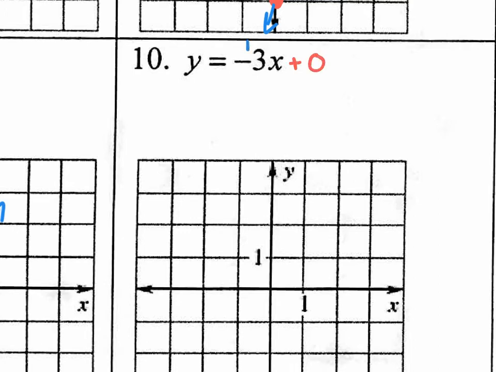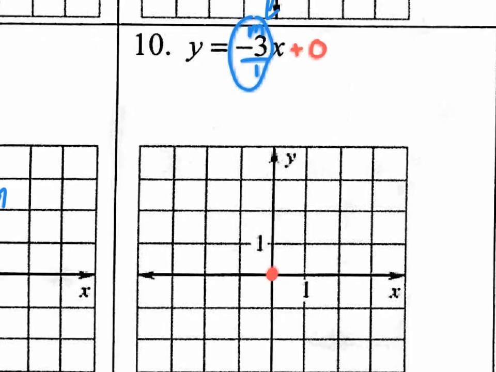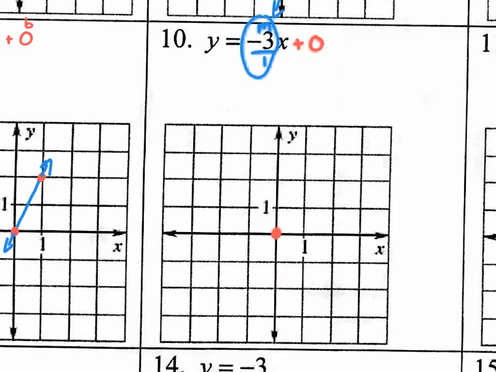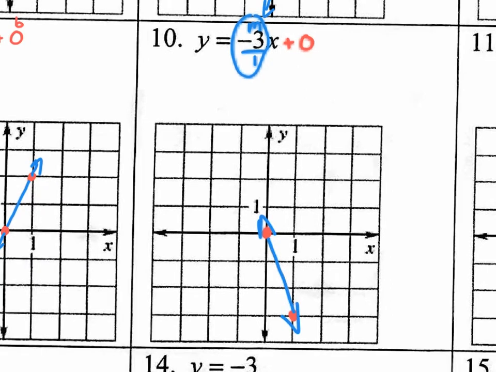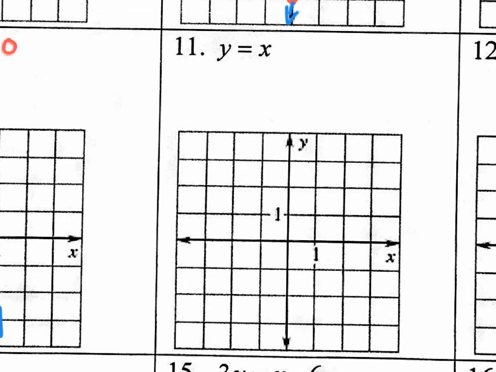The m value is negative 3, so that really means negative 3 over 1. Okay, so let's put a dot at the y-intercept of 0. Let's put a dot right there. And let me actually show that from that point I'm going to go down 3 over 1 and put a dot right here. So down 3 over 1, put a dot right there. Just connect the dots, put some arrows on it. We're done. Number 11, y equals x.